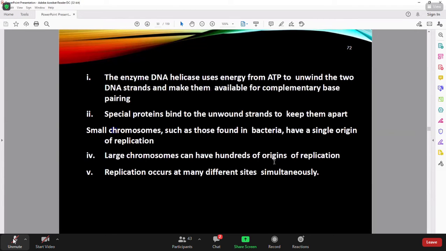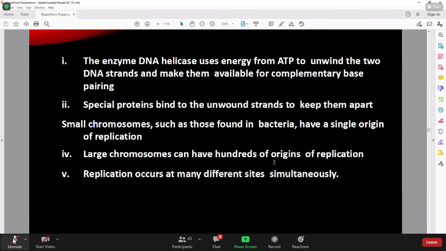A little bit on the reaction of the enzyme DNA helicase. It uses energy from ATP to unwind the two DNA strands and make them available for complementary base pairing. The single-stranded binding protein helps to keep the DNA strands separated. Small bacterial chromosomes have a single origin of replication. For eukaryotes, there can be hundreds of origins of replication, and the process can occur at many different sites simultaneously.